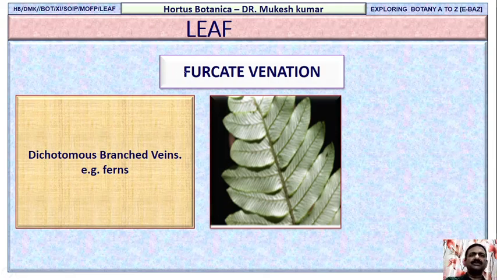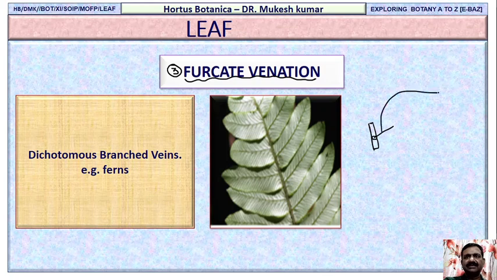Now we also have a third type of venation. This is not given in our NCERT, but a previous question has come. That is called furcate venation. What happened here? Let's understand. Actually, this is the stem, and you will find here this is the lamina. Now see, this is the midrib. Now the midrib is bifurcating into two branches. So if any branch is bifurcated into two, this branching is called dichotomous.